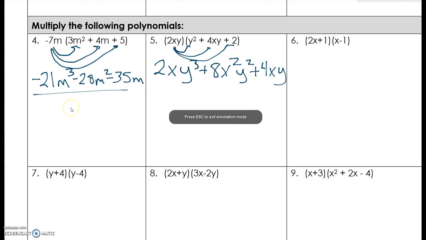All right. And then for problem number 6, I'm going to demonstrate this using the distributive method. So I'm going to take the 2x and multiply it times the x, and then take that same 2x and multiply it by the negative 1.